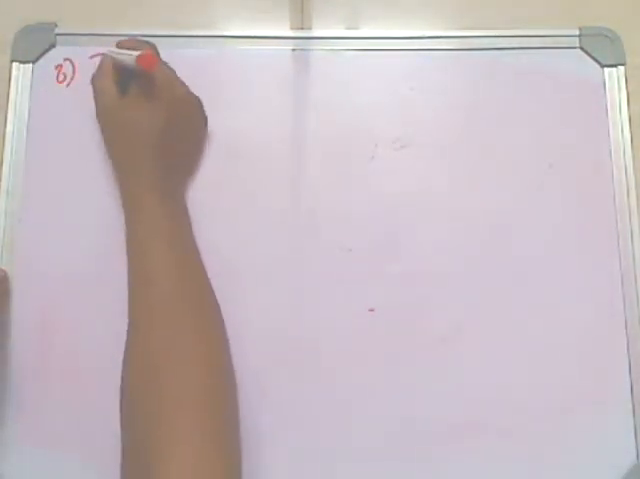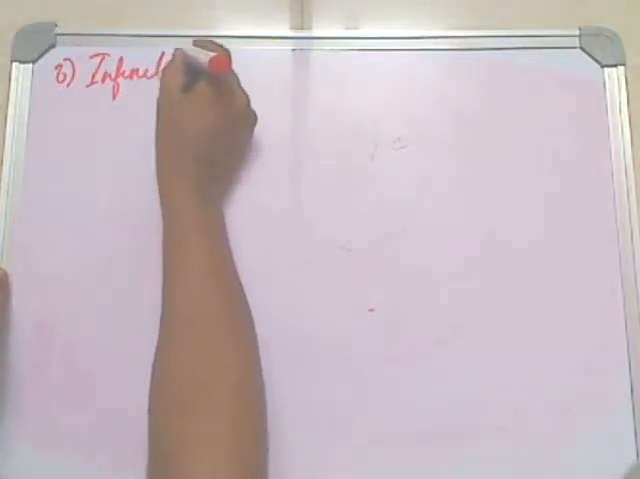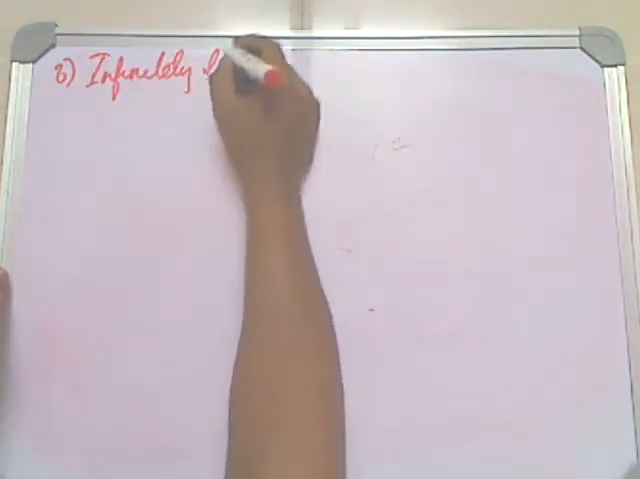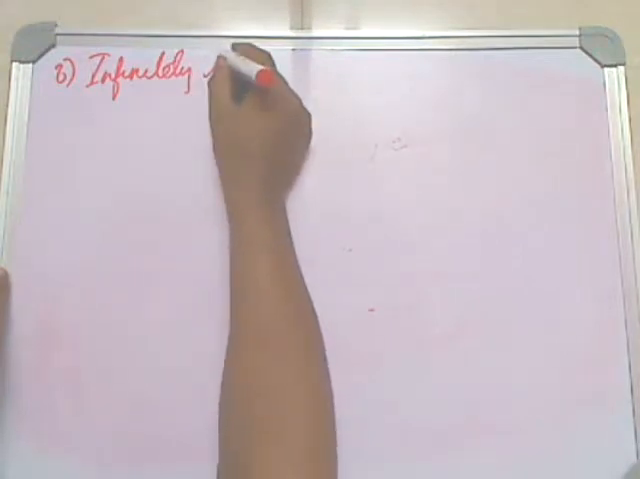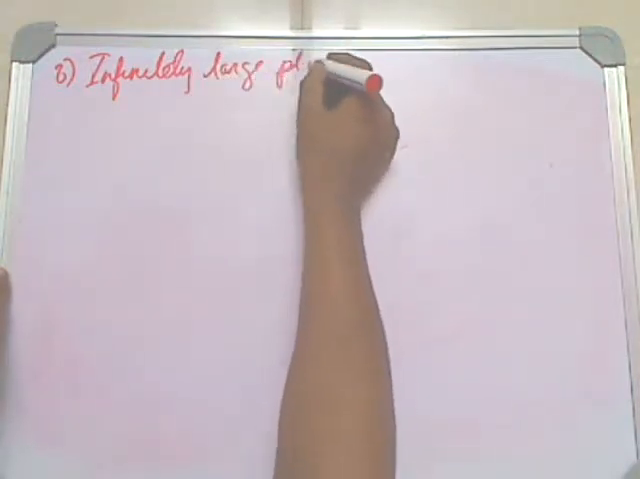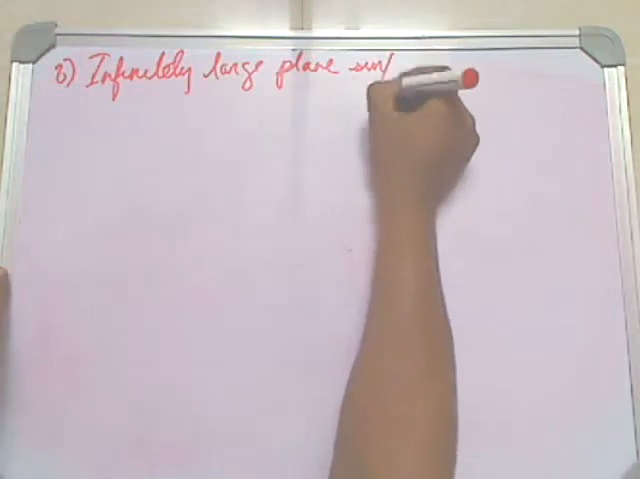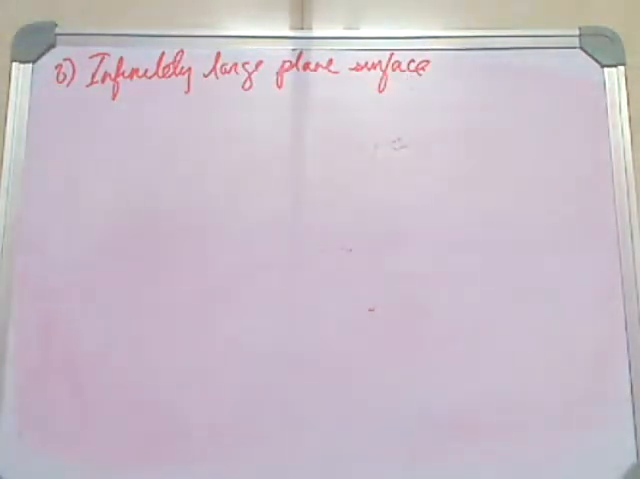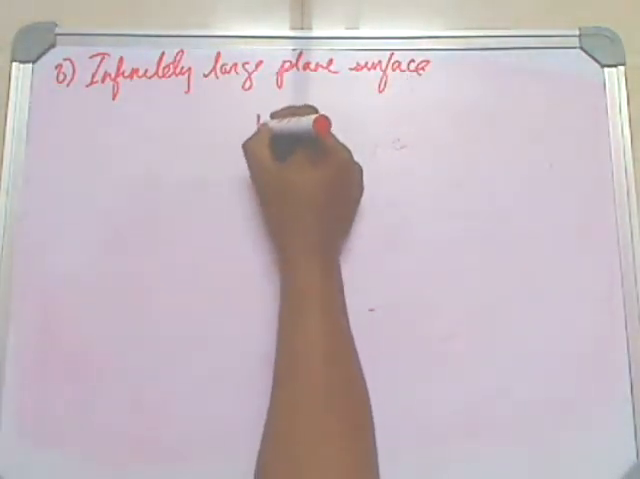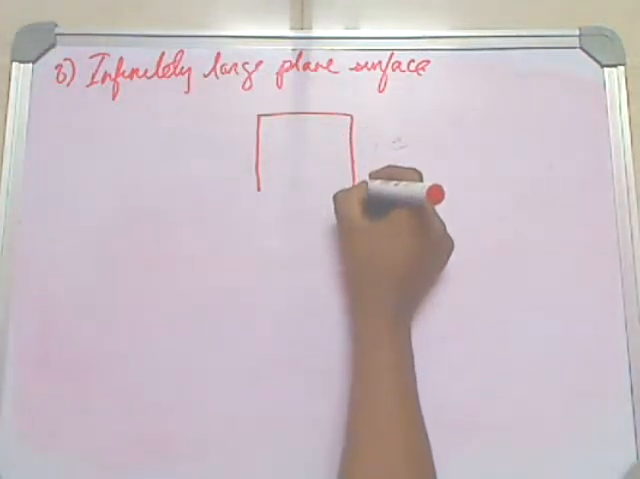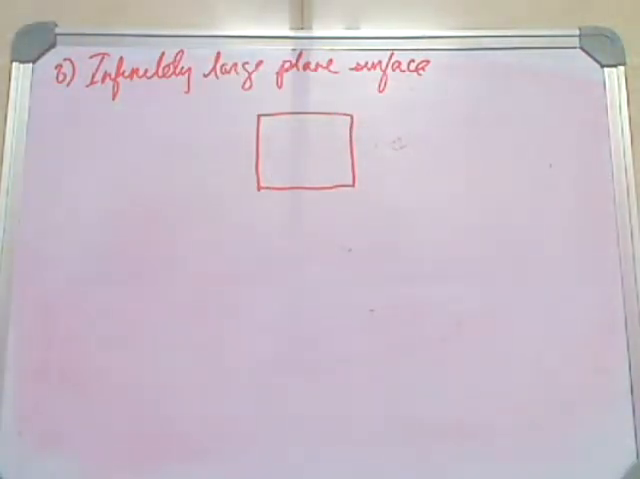Gauss law being applied to an infinitely large plane surface. So, a plane surface here. Now this is where it gets a little bit more tricky. Because it's a plane surface and because it's infinitely long, the whole idea of imagining this gets very complicated.